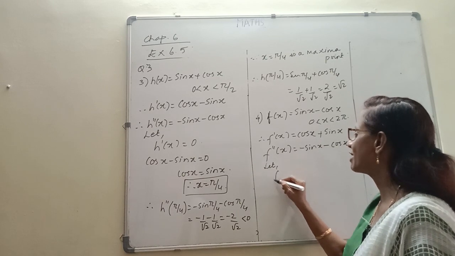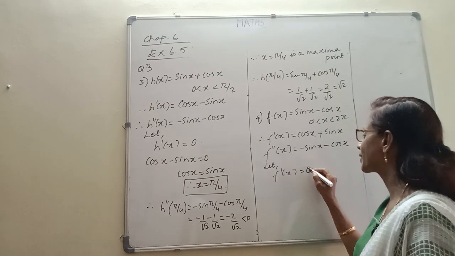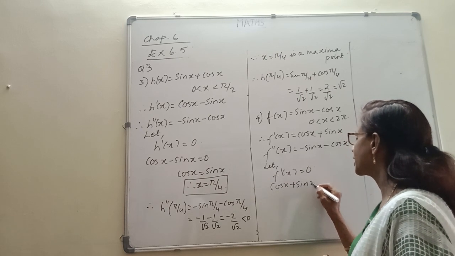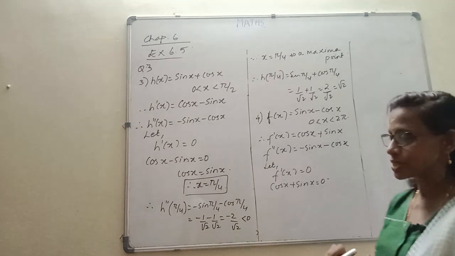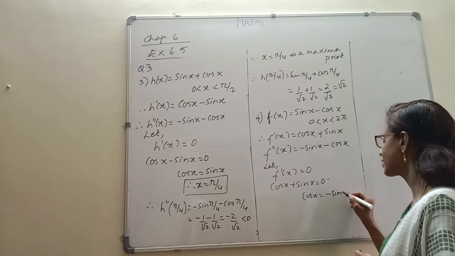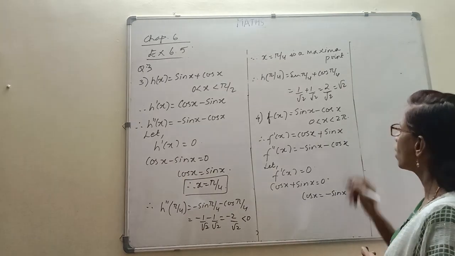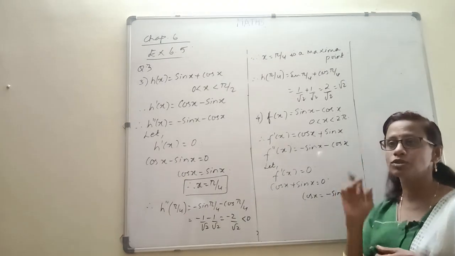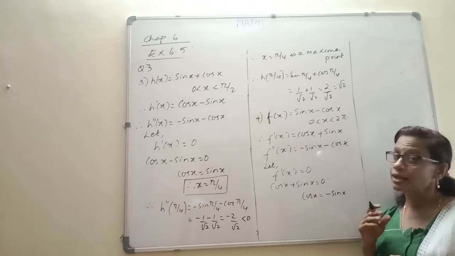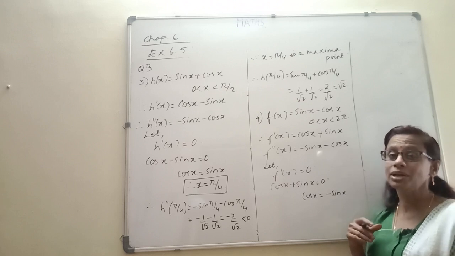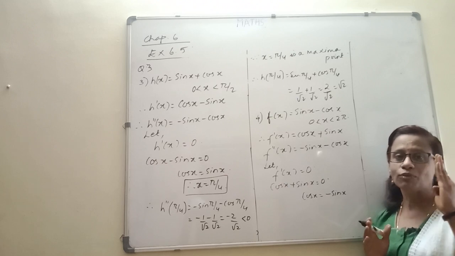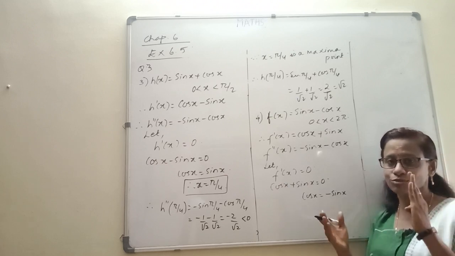So let f dash x be equal to 0. What would happen? That means cos x plus sin x equals 0, which means that cos x is minus sin x. Now between 0 and 2 pi we have to find those values. So what is the meaning of this? Cos x equal to minus sin x means they are numerically equal, but there is only a difference of a minus sign, like if one would be 2, the other one would be minus 2.